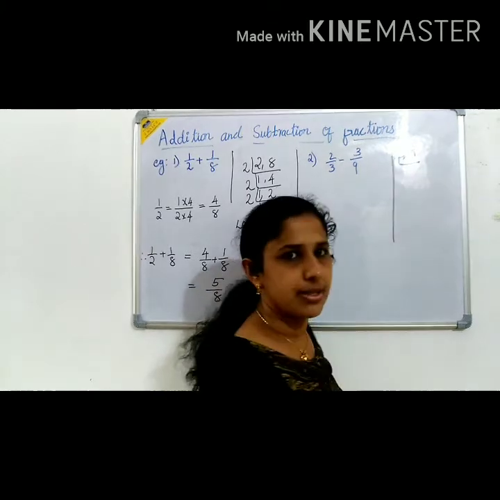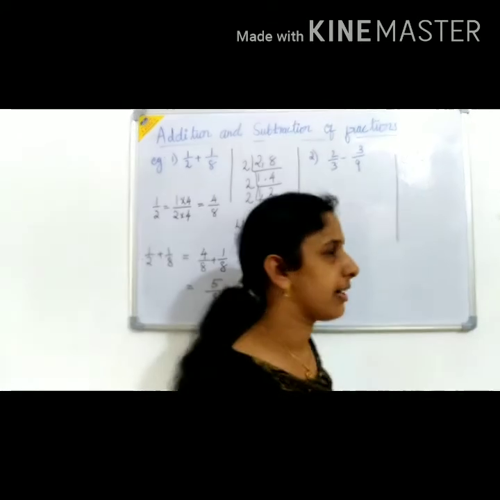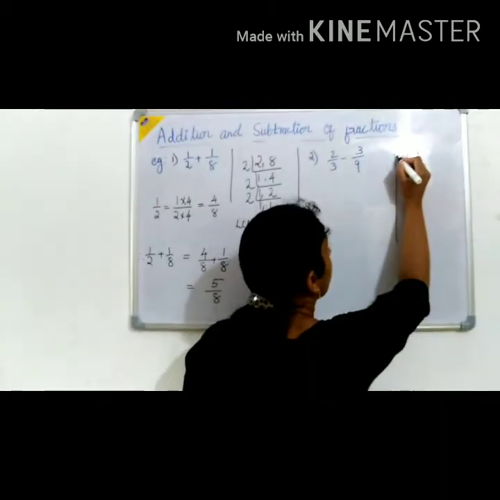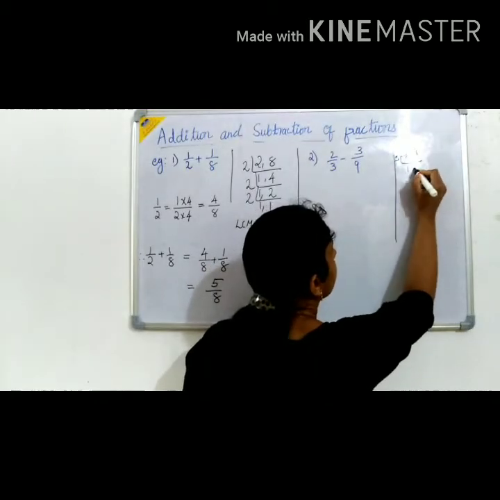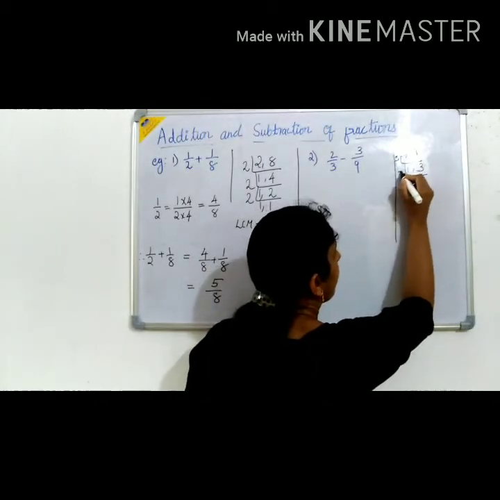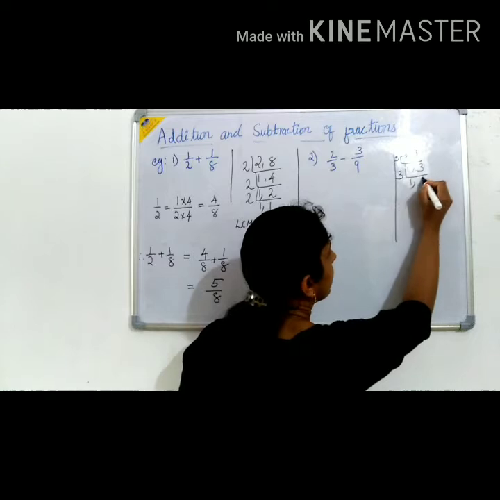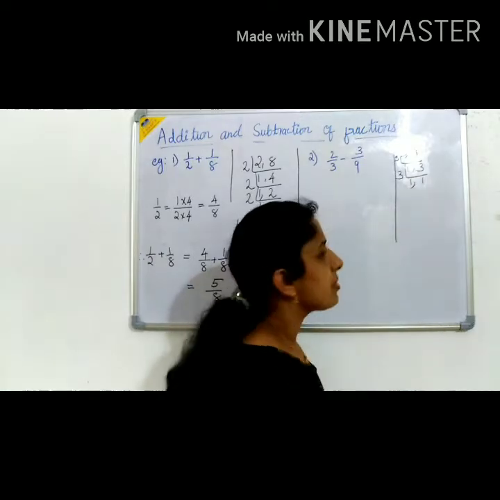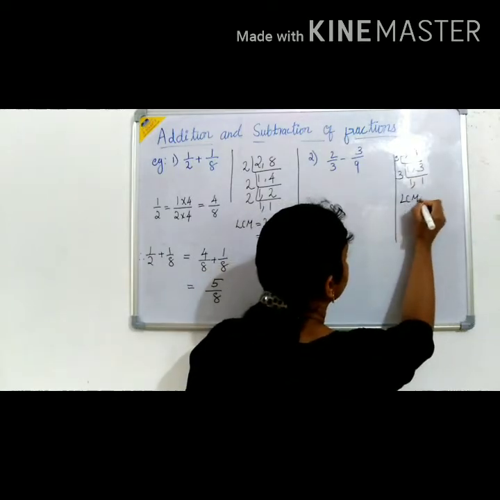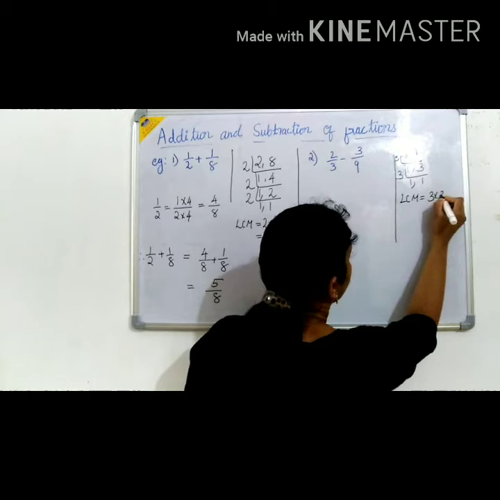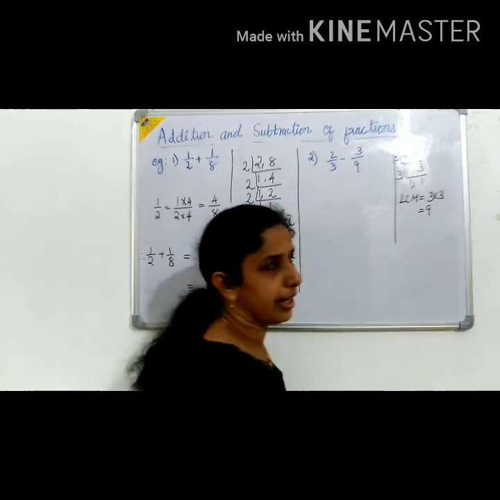Here both the numbers 3 and 9, 3 is a factor, divisible by 3. So 3 here. 1 3 is 3, 3 3s are 9. So again by 3. 1, 1, 3 is 3. So LCM is equal to 3 into 3. That is equal to 9.